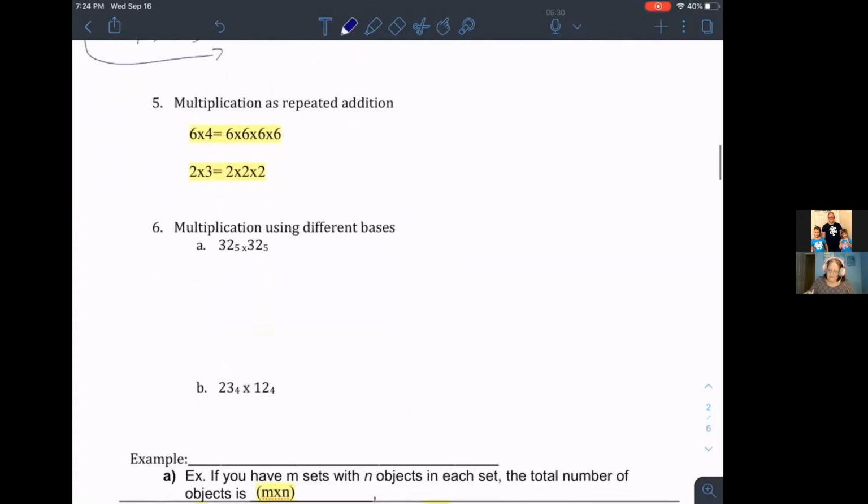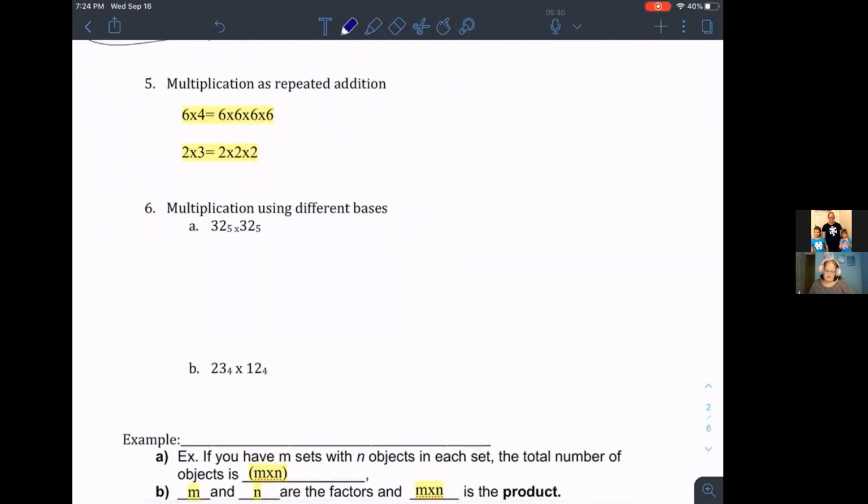And then we have number 5. It says multiplication as repeated addition. It's kind of like what I said earlier. So it's 6 times 4. Oh, no, I did that wrong. It's 6 times 4 is going to be equal to 6 plus 6 plus 6 plus 6. Or 2 by 3 is the same thing as saying 2 plus 2 plus 2. So you get 6 either way. Sorry, these are supposed to be addition, not multiplication.